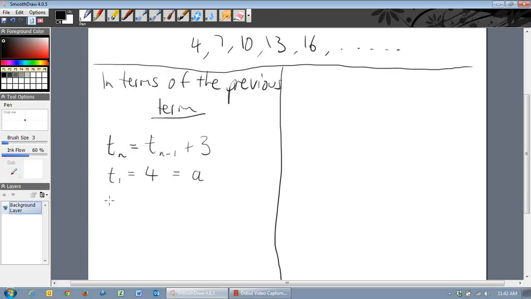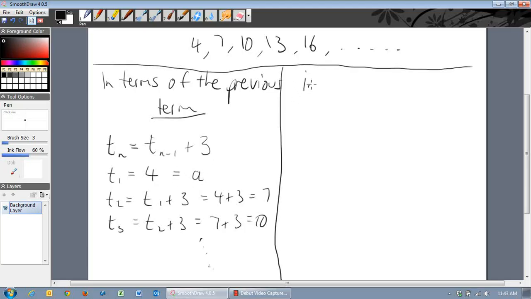So if you look at this, we already know T1 is equal to 4, so what's T2 equal to? T2 is equal to the previous term, T1, plus 3. What's T1 equal to? So that's 4 plus 3, which is 7. What's term 3 equal to? Term 3 is the previous term, term 2, plus 3. What is T2 equal to? T2 is 7. 7 plus 3 equals 10, etc., etc. That's the first way to define a sequence.